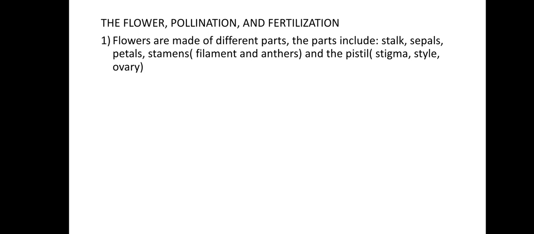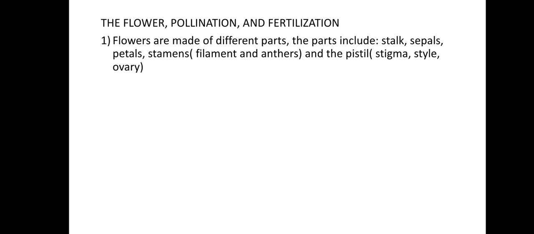So the pistil is the female part of the flower. So we have the stamen, which is the male part of the flower, and then the pistil, which is the female part of the flower. Then we have these other parts known as the stalk, the sepals, the petals, and the stamens. So the stalk, this is a structure which attaches the flower to the stem. Are we clear? So it is the part which attaches the flower to the stem.